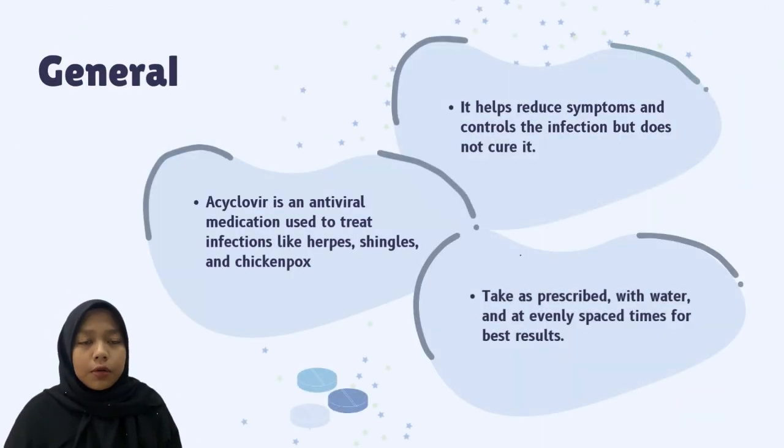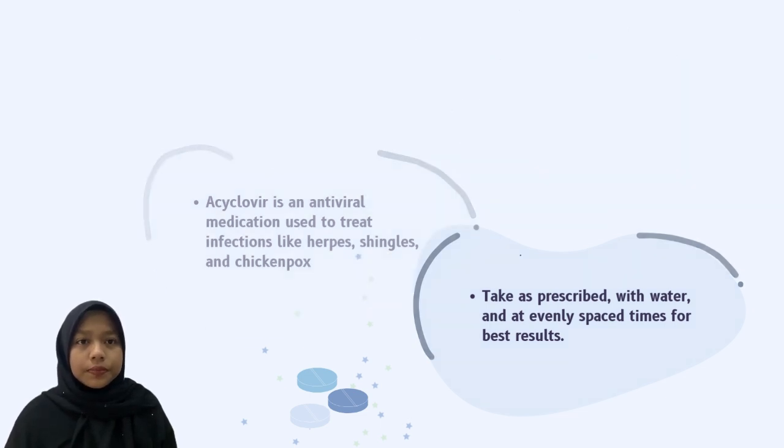I will be presenting health teaching for patient which are divided into three: general, side effect and diet. In general, Acyclovir is an antiviral medication that is used to treat infection like herpes, shingles, and chickenpox. It helps to reduce symptoms and control infection but does not cure it. This medication should be taken as prescribed with water and at evenly spaced times for the best result.